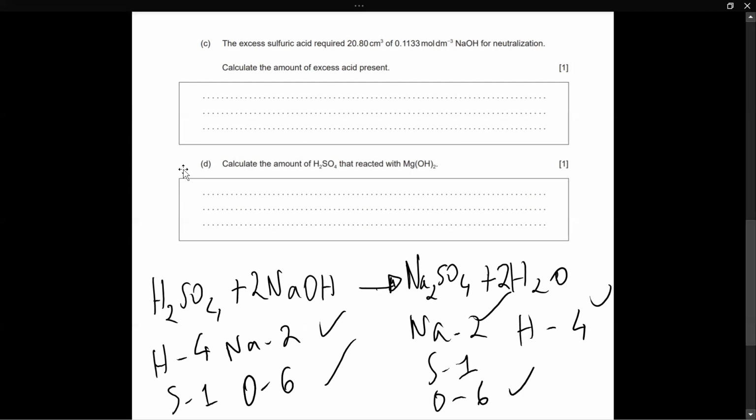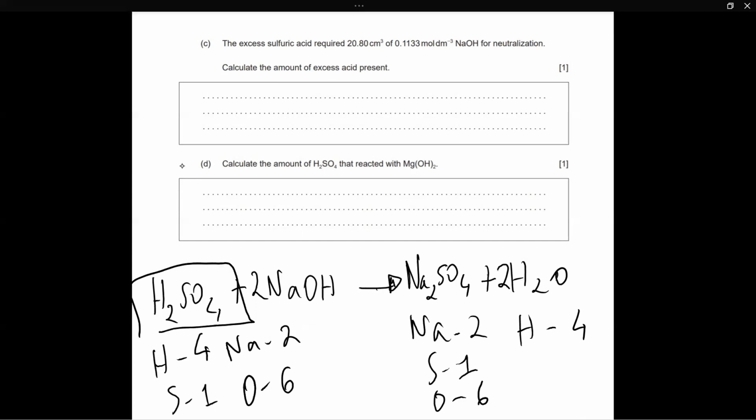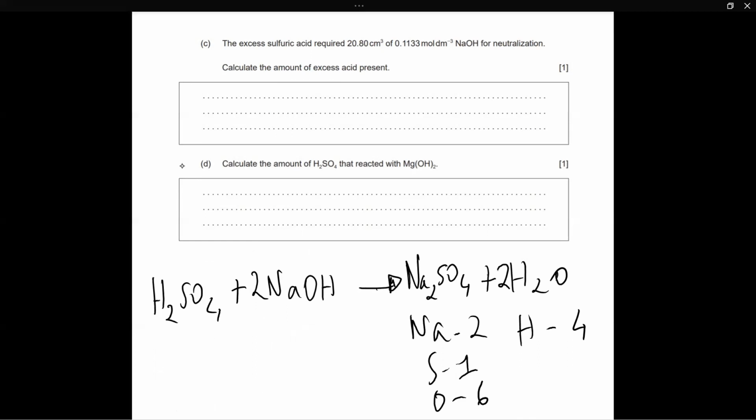So now we can figure out the amount of excess acid present based on the molar ratios as well. And as you can probably tell, look at the ratio that sulfuric acid is with NaOH. It's not a 1-to-1 ratio. And that would mean that if you had simply gone ahead and calculated the number of moles of NaOH required for neutralization and put that as the answer for the amount of excess acid present, you would be wrong, because the ratio over here is 1:2. So that means for every 1 mole of sulfuric acid, you need 2 moles of NaOH.